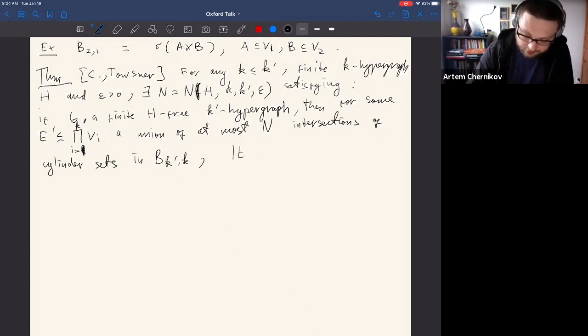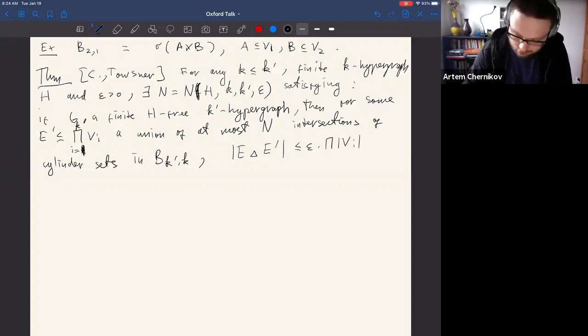We have that the symmetric difference between the original hypergraph E and this relation given by a union of cylinders is small. So it's at most epsilon times the total measure of possible edges, the product of the cardinalities of the parts Vi for i from 1 to K prime. Okay, so this is a theorem.